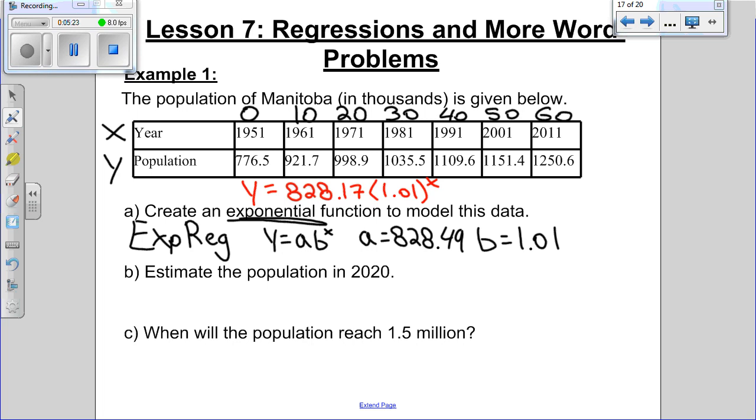Alright. Estimate the population in 2020. So 2020 means they gave you a year. Now, what year would that be in our equation? Yep. So 2021 would be year 70. You want 2020, so that would be year 69.